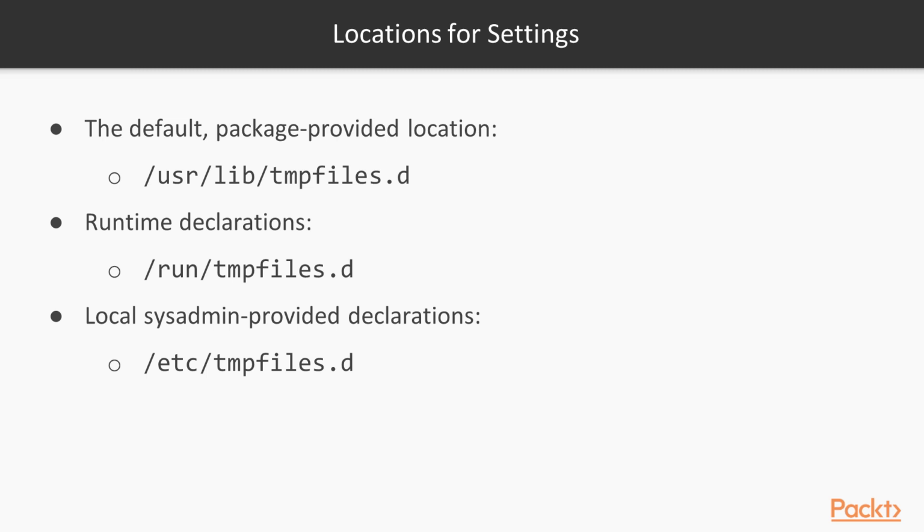Similar to the systemd unit files, the files that contain these settings should be declared in one of these three locations. Each of these locations overrides the settings of the previous one. The default package provided location is /usr/lib/tmpfiles.d. Next, runtime declarations can be placed in /run/tmpfiles.d. And lastly, the local sysadmin provided declarations are placed in /etc/tmpfiles.d.